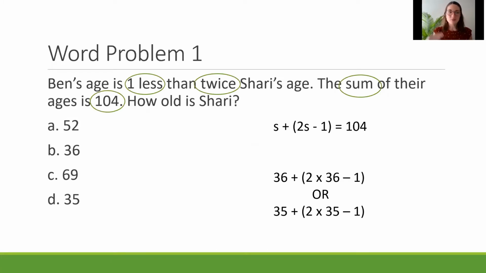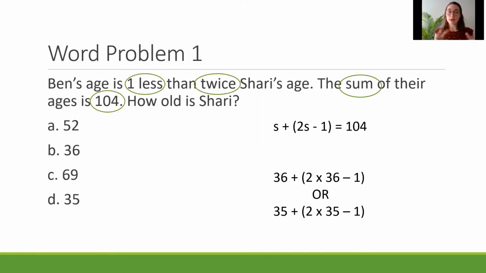So let's take this apart. First, let's identify the important information in here. We know that we can figure out Ben's age if we know Sherry's age, because his age is 1 less than twice. So when I see 1 less, I think minus 1. And when I see twice, I see times 2. If we know Sherry's age, then we can multiply it by 2 and take away 1. And that will give us Ben's age.